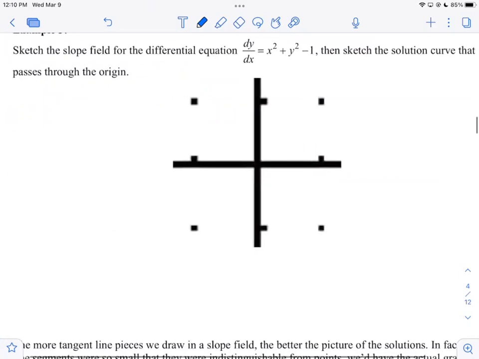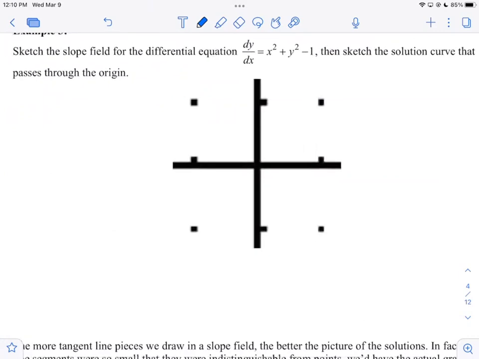Sketch the slope field for the differential equation, and then sketch the solution curve that passes through the origin. We're going to assume there are 9 indicated points here. This one is definitely non-separable. We're not going to be able to separate the variables, but we can still get a view of what the solution looks like. If you do it in your head, that's great. If not, go off to your workbench and plug in random values. I'll start with the origin. When x and y are both zero, I get a slope of negative one. So that's your 45.